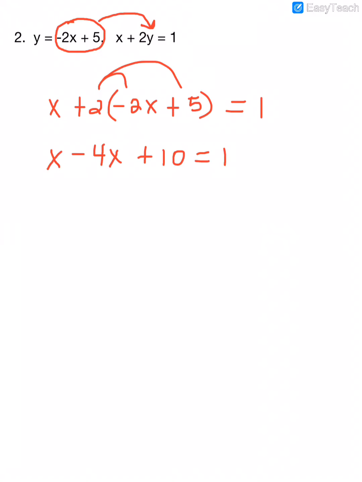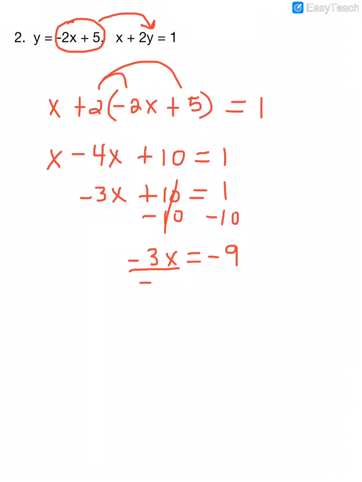Now I'm going to combine like terms. x and -4x would be -3x. I'm going to subtract 10 from both sides. And I have -3x equals -9. Divide by -3. And I get x equals 3. Okay, that's my x. So remember, I'm looking for the ordered pair that is the solution to my system.